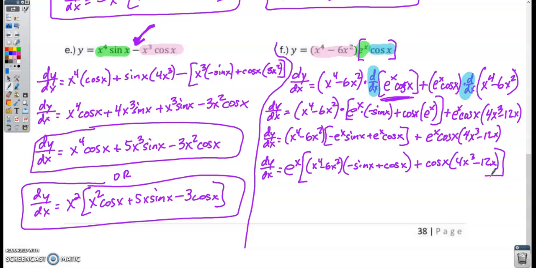All right, a couple of product rule examples, more complicated problems than the first few that we saw. Let's go on to the next page.